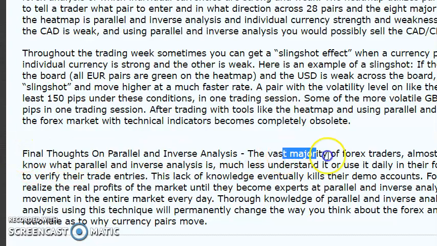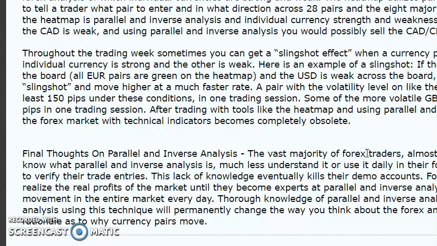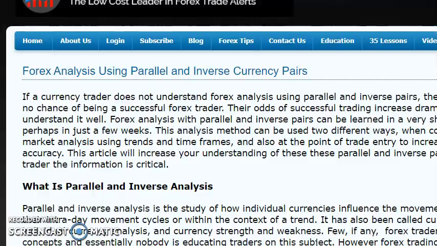The vast majority of Forex traders, almost all of them, don't know what parallel and inverse analysis of currency pairs is. They don't analyze individual currencies. It just kills their trading. They go straight into the technical indicators. They completely ignore the individual currencies, and it just blows up their trading, and they have absolutely no chance to succeed. If you read this article and watch this video over and over, it will completely transform your Forex trading.